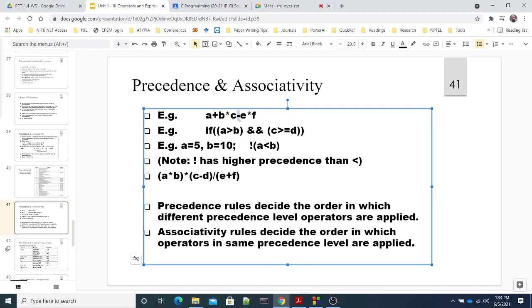So for any expression, using the rules of precedence and associativity, you should be able to tell, at least in normal arithmetic expressions, which sub-expression is going to take place first.